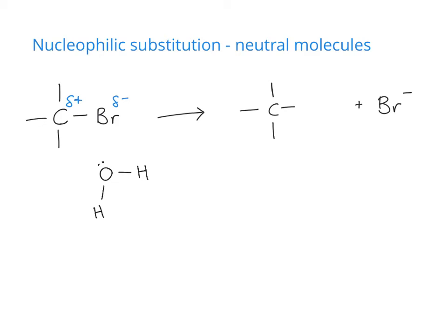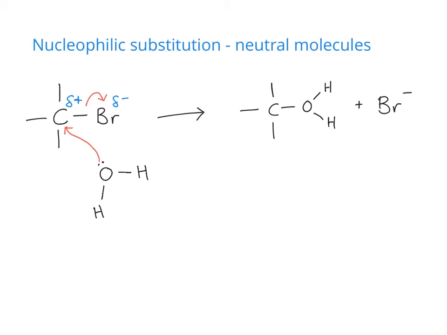So the first step will be that the lone pair on the oxygen is attracted towards and donates to the delta positive carbon, and for that new bond to form, we therefore need to break off the bromine as a bromide ion. So the difference here is that I now have a whole water molecule attached.